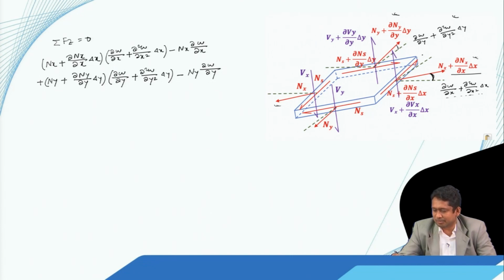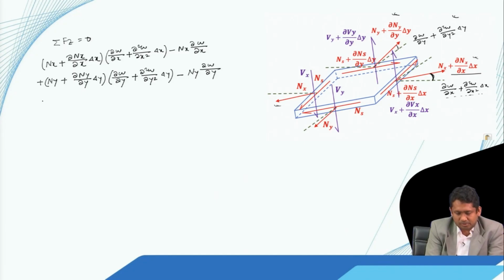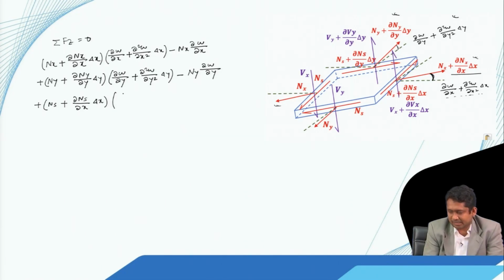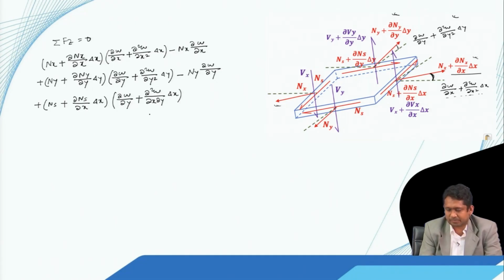Now let us look at the contribution of the shear here, Ns plus del Ns by del x into delta x. We know that angle, so that is Ns plus del Ns by del x into delta x, and that angle was del w by del y plus del 2w by del x del y multiplied by delta x, and the vertical component of this force Ns is minus Ns into del w by del y.